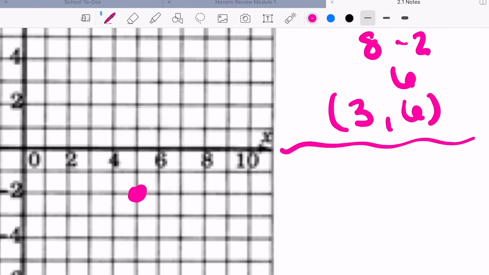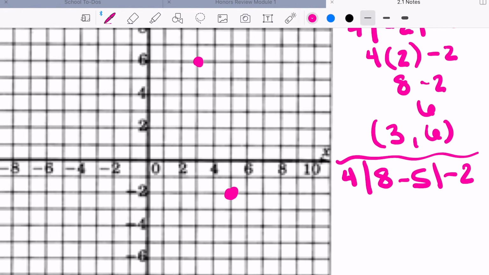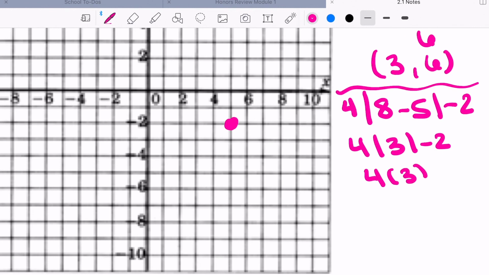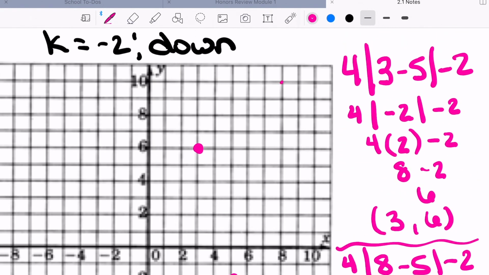Second point to the right, I'm going to use 8 this time. So 4 times the absolute value of 8 minus 5, minus 2. Okay, simplify. 8 minus 5 gives us 3. So absolute value of 3, minus 2. Absolute value of 3 is just 3. 4 times 3 is 12, and 12 minus 2 gives us 10. So our second point is at 8, 10. So 8, 10, here's my point.